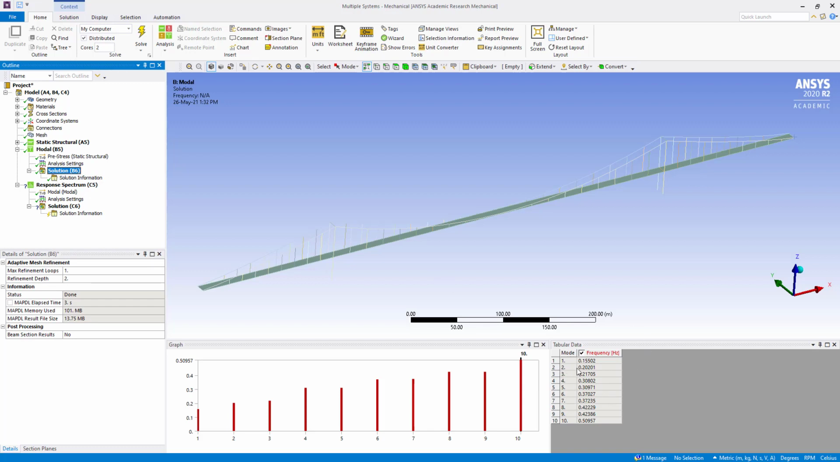So here you can see we have to look at the frequency. First question comes: are the frequencies closely spaced? So you can see 0.15, 0.20, 0.21. So these are closely spaced. And the highest extracted frequency here is 0.50957, that is 0.51 hertz, we can see.